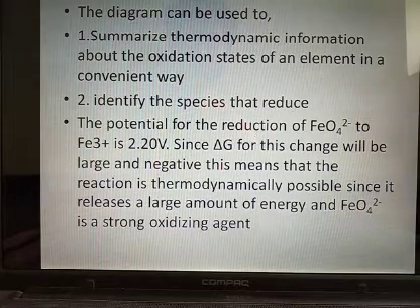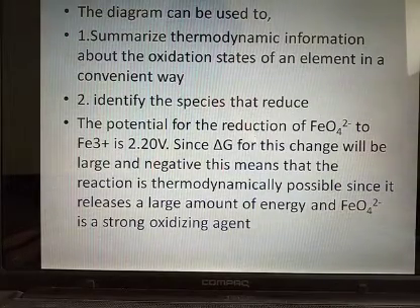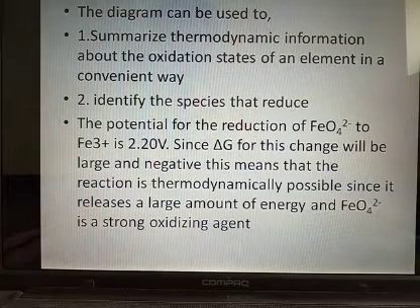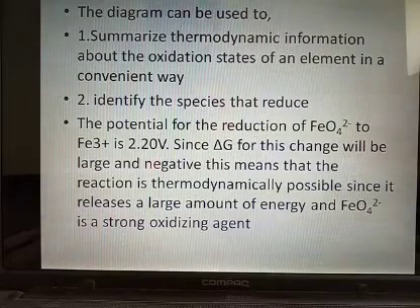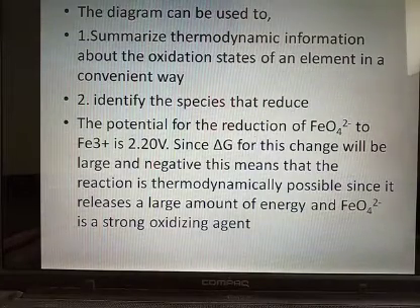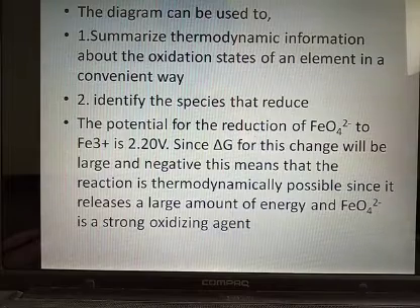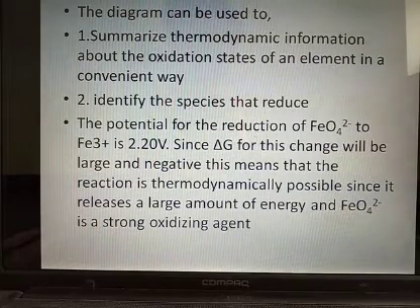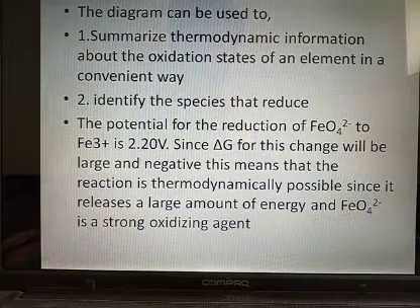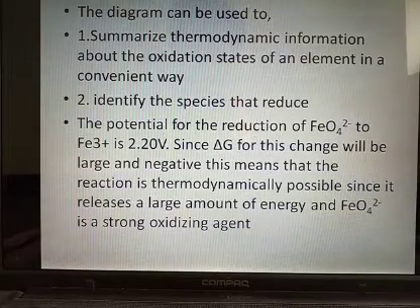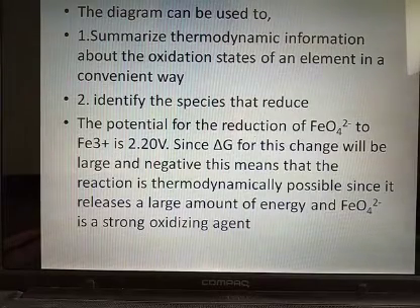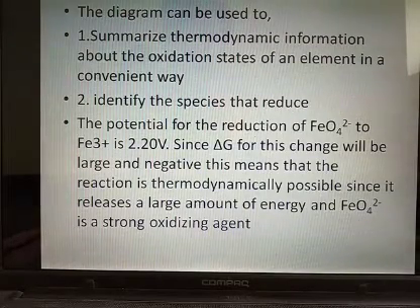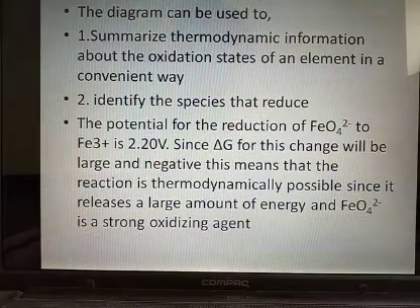We can also calculate, so it is one of the homework to assign: which is the more stable oxidation state. This diagram can be used to summarize thermodynamic information about the oxidation states of an element in a convenient way. Then it is very easy to identify the species that is reduced. The potential for the reduction of FeO4 2- to Fe3+ is positive 2.20 volts, since delta G for this change will be large and negative. This means that the reaction is thermodynamically possible, since it releases a large amount of energy, and FeO4 2- is a strong oxidizing agent.